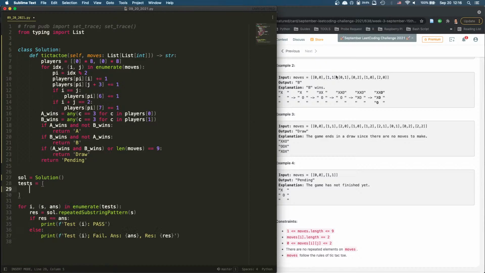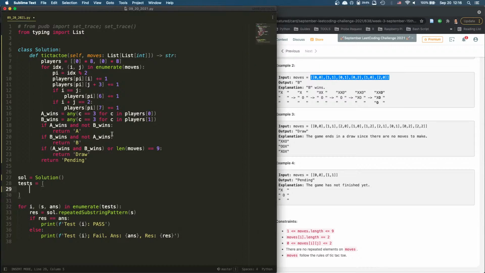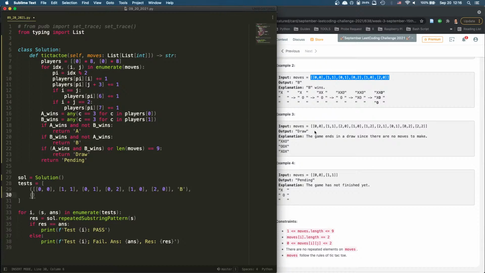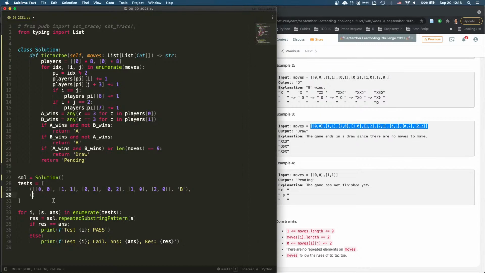So, when we have the first one, moves is this. So we have these moves, and the result is B. Second one, we have more moves. Oh, actually, that's the third one. We missed the first one. This is a draw.